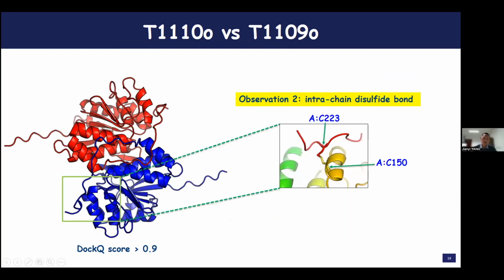Another observation is between these two residues. These two in chain A form a disulfide bond. If we mutate them, they will probably not form this disulfide anymore. But because this is a homodimer, the residue in the other chain can probably come back here to form a disulfide bond. So based on these two observations, we try to curate the MSA to see if we can get a model that satisfies these observations or not.